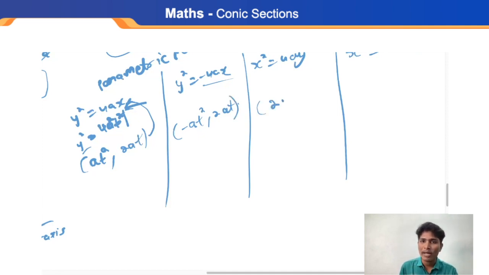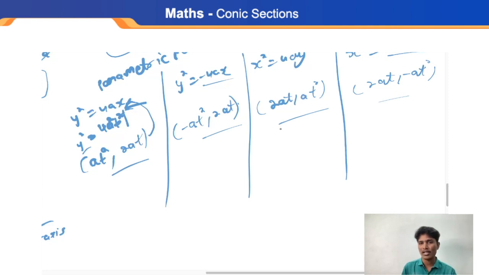For this, it will be (2at, at square). And for this, it will be (2at, minus at square). Why? I have to make this positive. So these 4 are considered to be parametric coordinates. You have to remember.